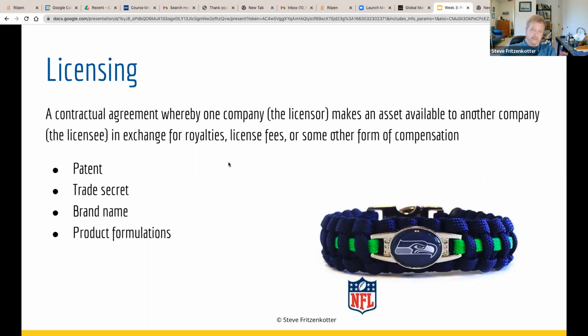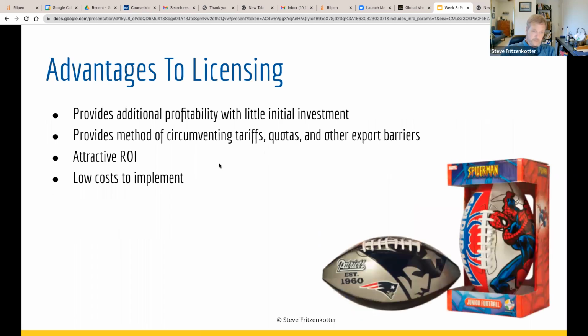So licensing can be expensive. That goes back to the licensor, in this case the National Football League. There are advantages to licensing, and it provides additional profitability with little investment, which is attractive to businesses. And you can sometimes get around tariffs and quotas and export barriers with licensing. It's got good return on investment. It's low cost to implement.